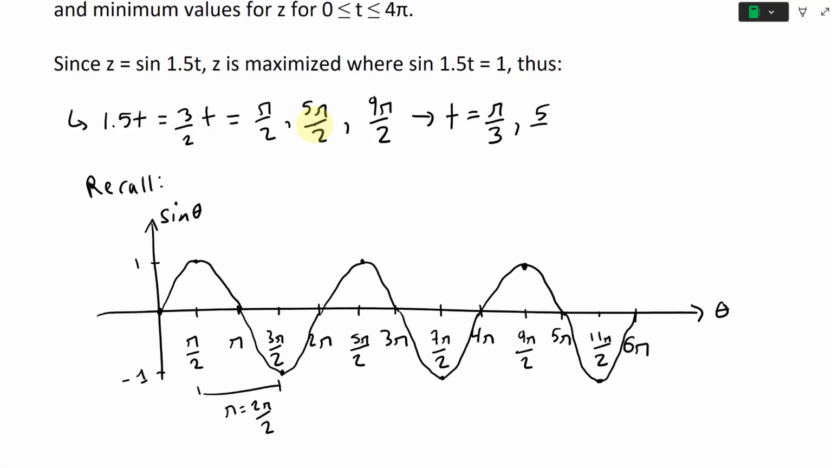And then this is going to be 5/3 pi. And then the next one, 3 divided by 3, pi divided by 3, is going to be, well, 3 pi. Yeah. All right, so we can box these ones in.